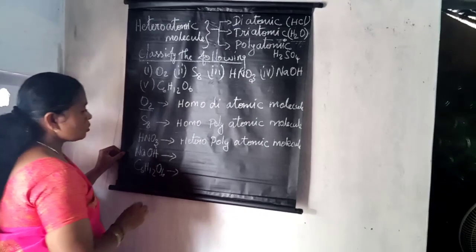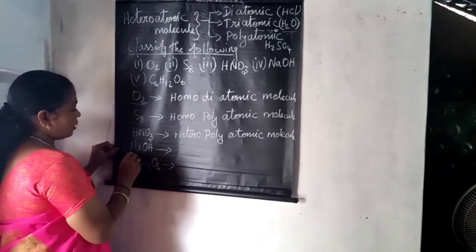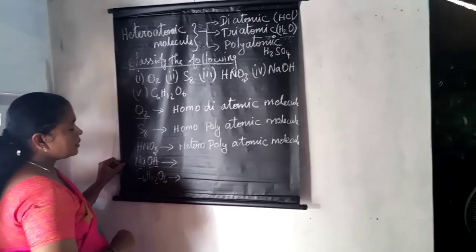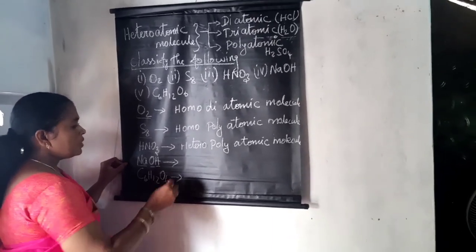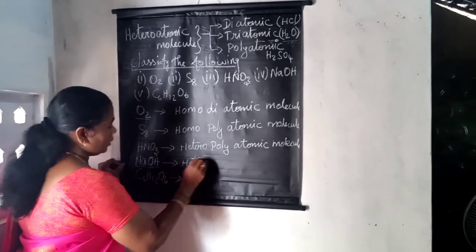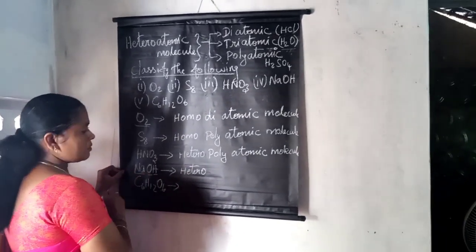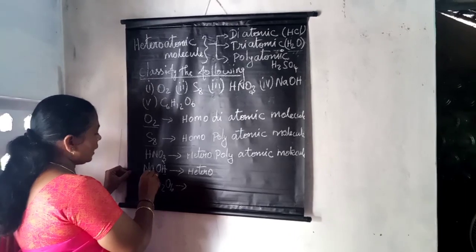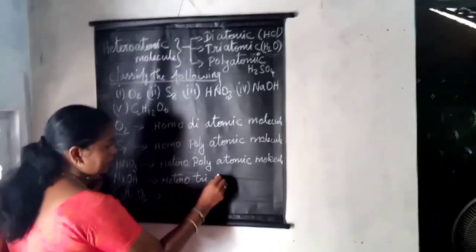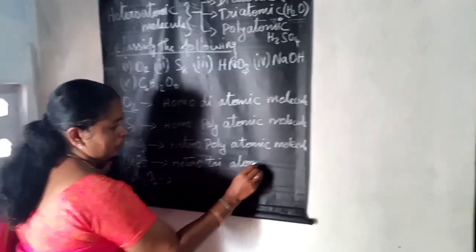Okay, next, you see, here also heteroatomic because this is sodium, oxygen and hydrogen. There are 3 different kinds of atoms. So, hetero. Okay, next, how many atoms will be presented? You count it. 1, 2, 3. So, triatomic molecule.